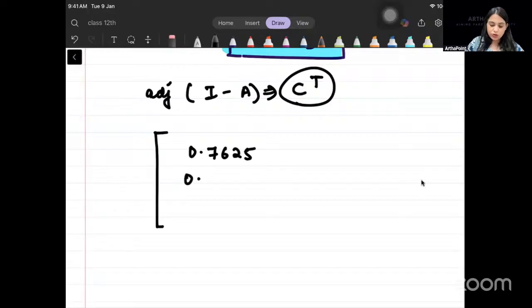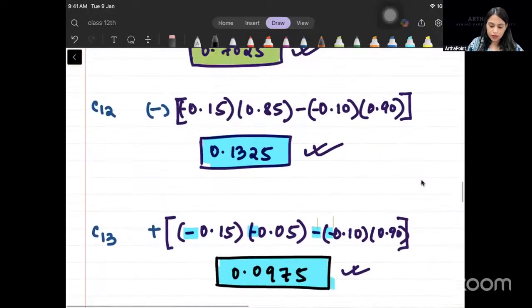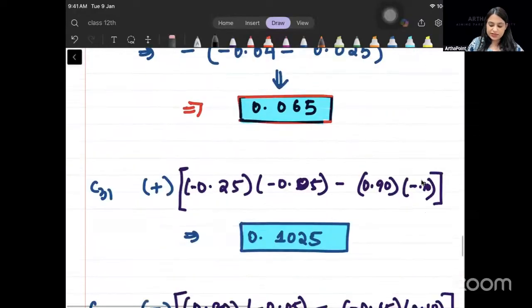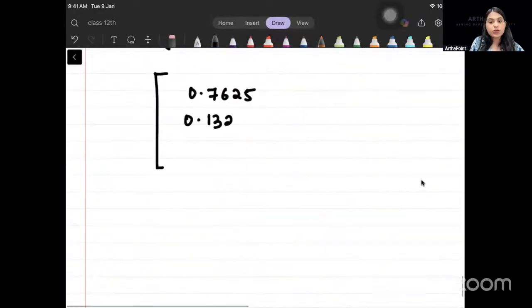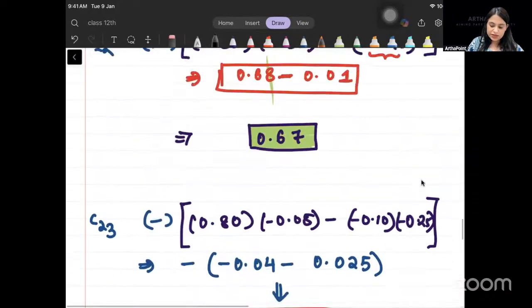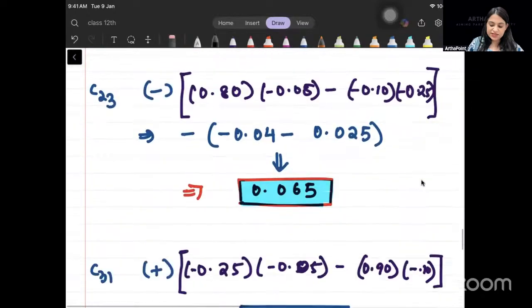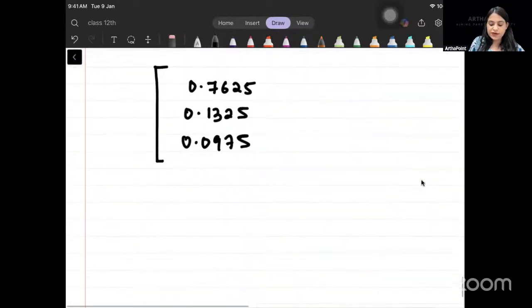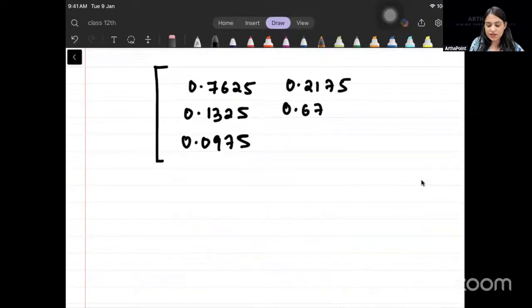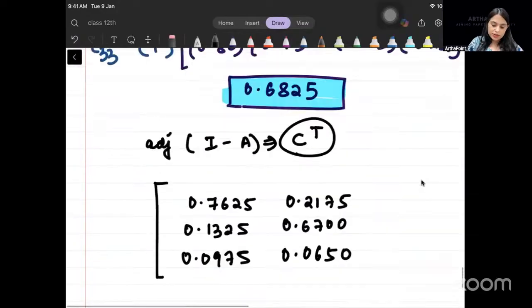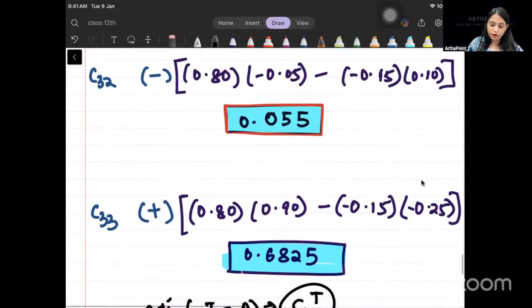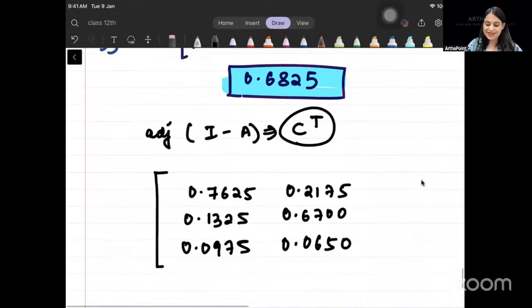So 0.7625, 0.1325, 0.0975. Then 0.2175, 0.67 इसको भी 0 करके लिख दो, and 0.065, so 0 लिख लो. Then 0.1025, 0.0055 and 0.6825.